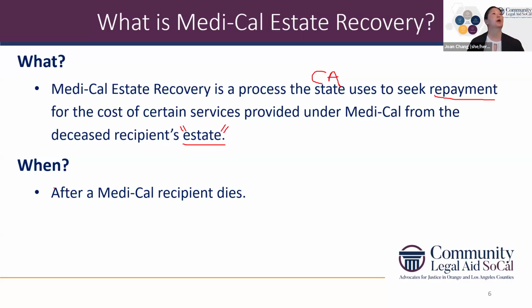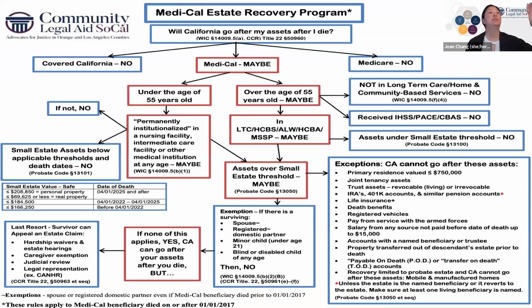All right. I know this looks super intense, but this is our one-pager cheat sheet flowchart. It hopefully answers 90% of the questions you may have about Medi-Cal estate recovery. I know it's a lot, but we try to cram it all into one page so that it's conveniently all there. It's a flowchart, so it starts with the question. Will California go after my assets after I die? This is the main question that y'all are concerned about, and that's why hopefully you are here today.